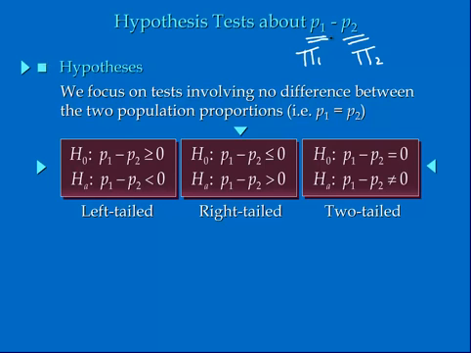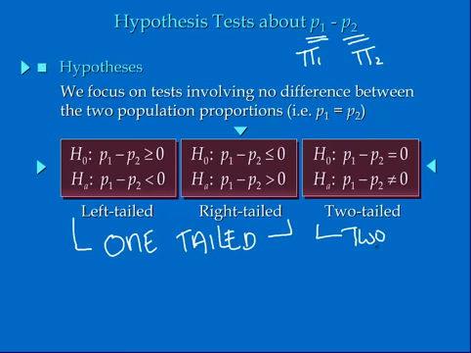Now, in general, there are three types of hypothesis tests. This is just a little bit of revision. There are two one-tailed types of tests, both of these. And there's also a two-tailed test. What's characteristic of the two-tailed test is the not equal to sign in the alternative hypothesis.